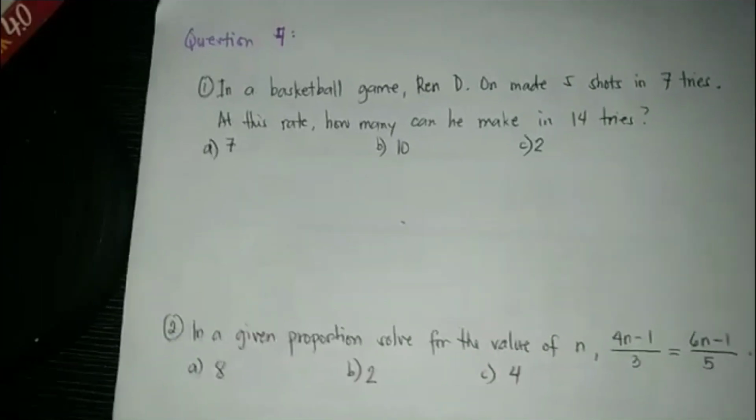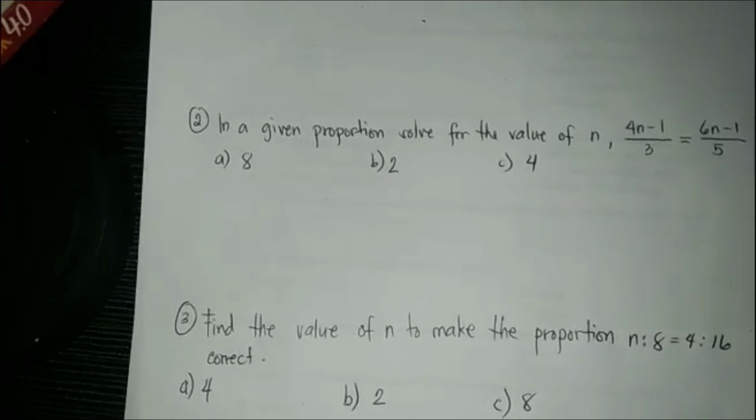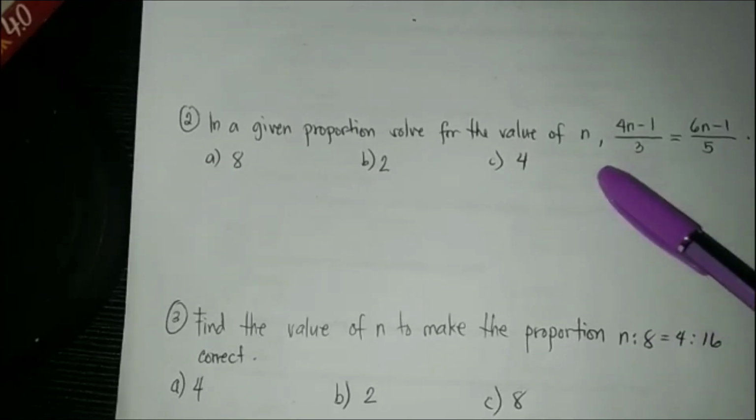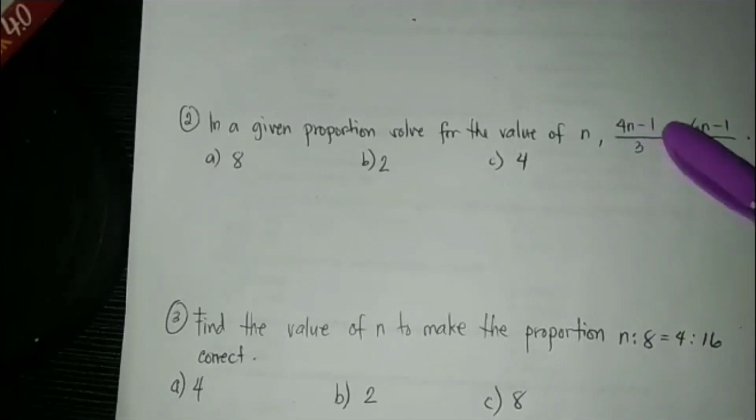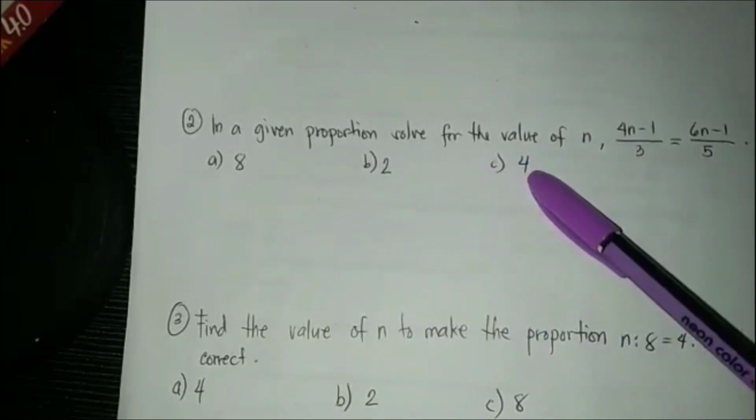Okay, number 2. In a given proportion, solve for the value of n. 4 minus 1 over 3 equals 6n minus 1 over 5. Is it letter A, 8, letter B, 2, letter C, 4?